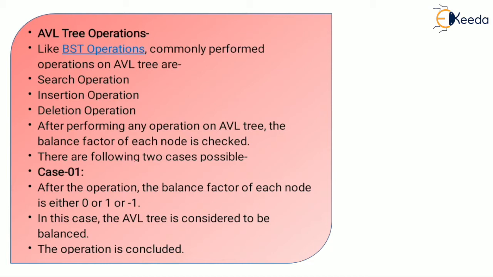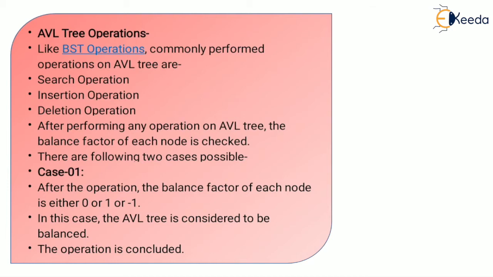After performing any operation on an AVL tree, the balance factor of each node is checked. So we are always checking the balance factor after performing any operation. Now there are two possible cases. Case one: after the operation, the balance factor of each node is either 0, 1 or minus 1. In this case, the AVL tree is considered to be balanced.